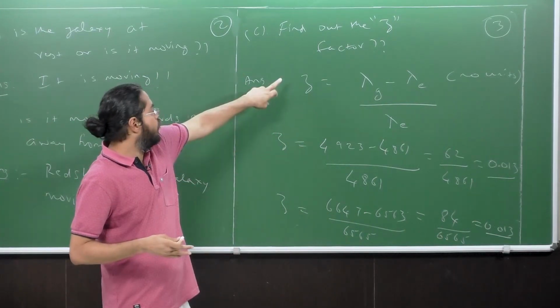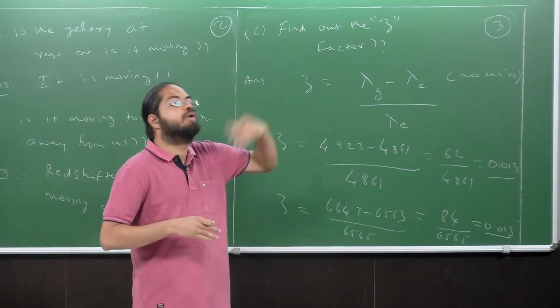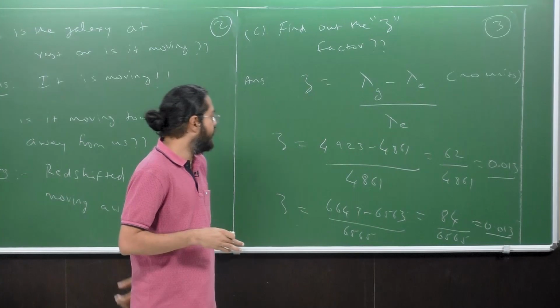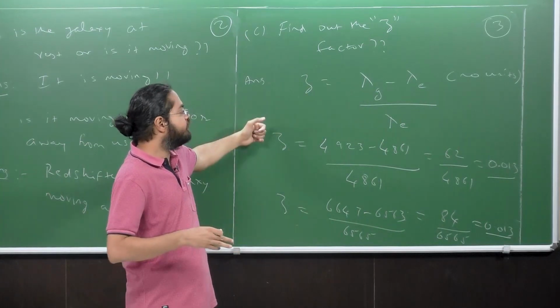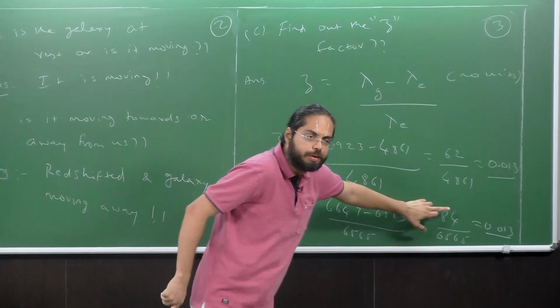Okay. So what is the idea behind this Z factor? It lets us quantify the extent of the shift. Okay, and here it's a redshift. So this redshift is uniformly happening for both the lines by this magnitude.